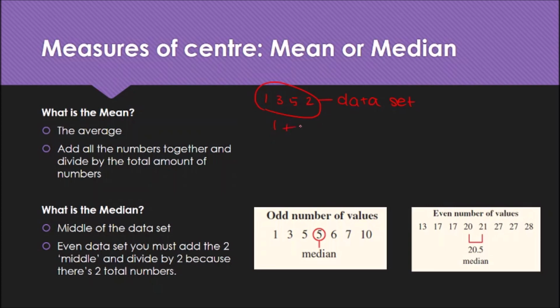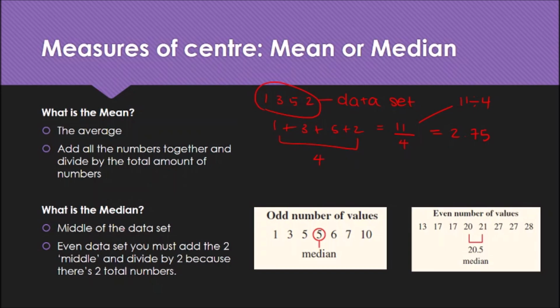So I add them together, so 1 plus 3 plus 5 plus 2, which equals 11, and all together you have 4 numbers. So there's 1, 2, 3, 4 numbers, and you divide the total by 4. So 11 divided by 4 can give you a decimal, 2.75, and you can use your calculator for this unless specified by your teacher. So the next question is, what is the median?